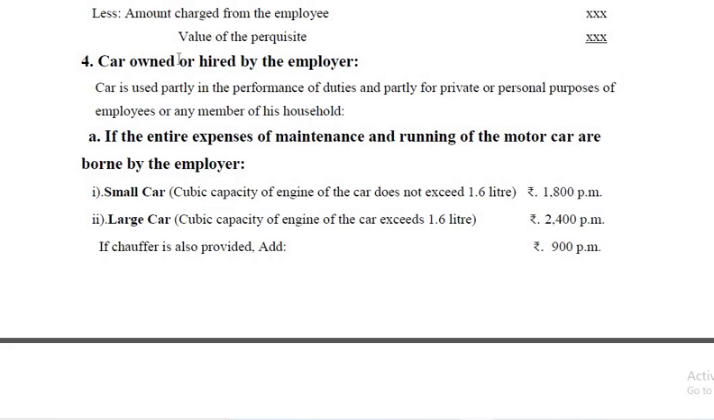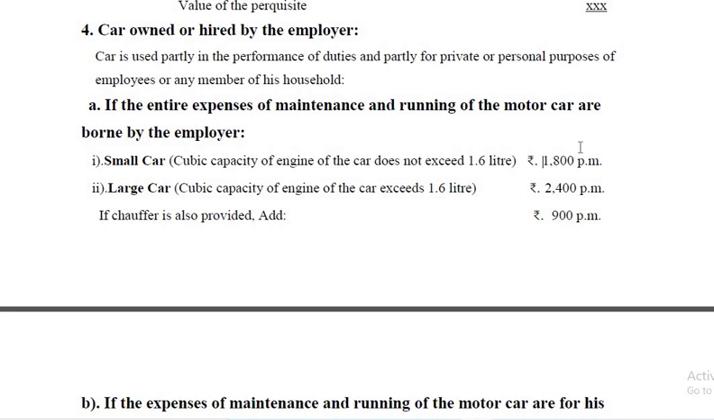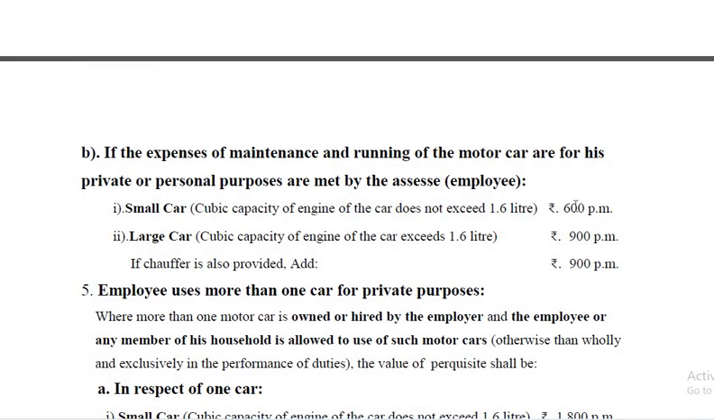So this car is owned or hired by the employer, but used for both the purposes, official as well as private, and then running and maintenance expenses are borne by the employer. Next one, if it is borne by the employee, other things remaining the same, then of course, in the case of small car, I already told you the cubic capacity of the engine of that car does not exceed 1.6 liters. So it is 600 per month here. In the previous case, it is 1,800, but here 600 per month.